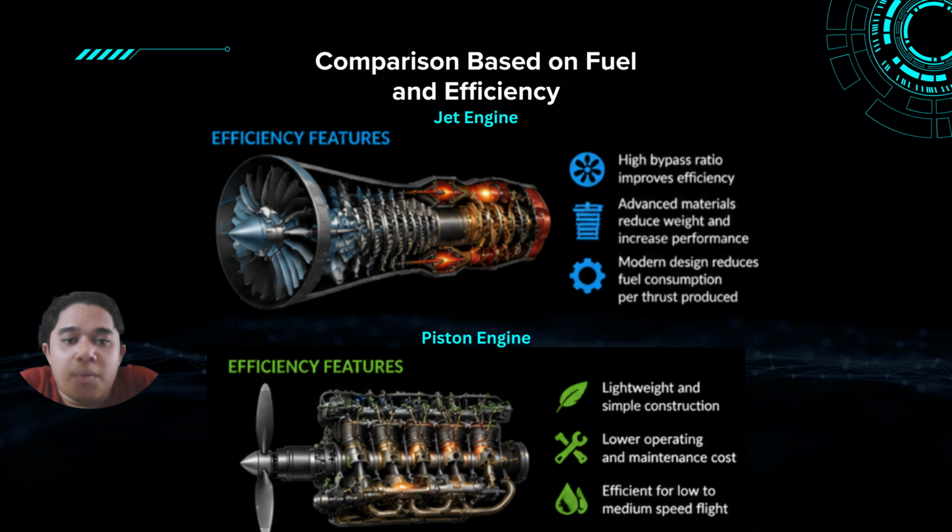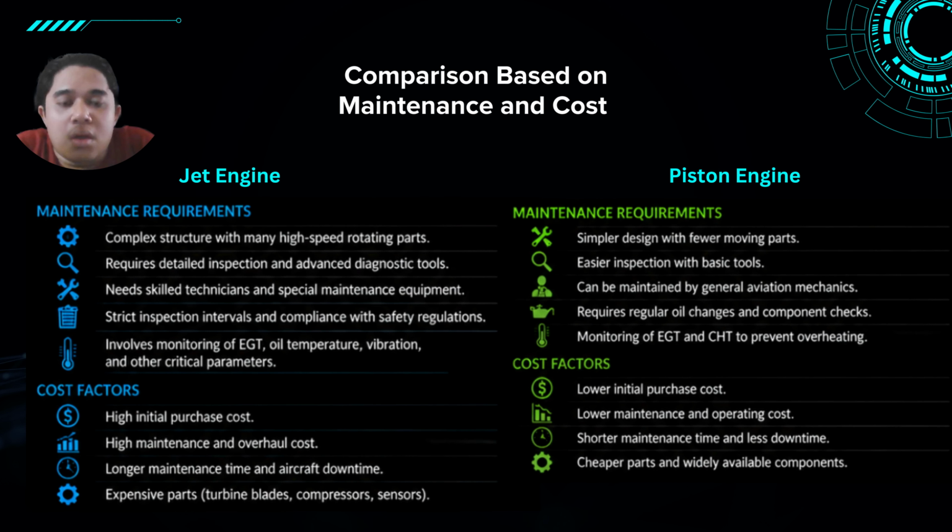Next, I will explain the comparison based on fuel and efficiency. For the jet engine, the efficiency feature is the high bypass ratio, which improves efficiency, but for the piston engine the efficiency feature is lightweight and simple construction. Next, I will continue with the comparison based on maintenance and cost.